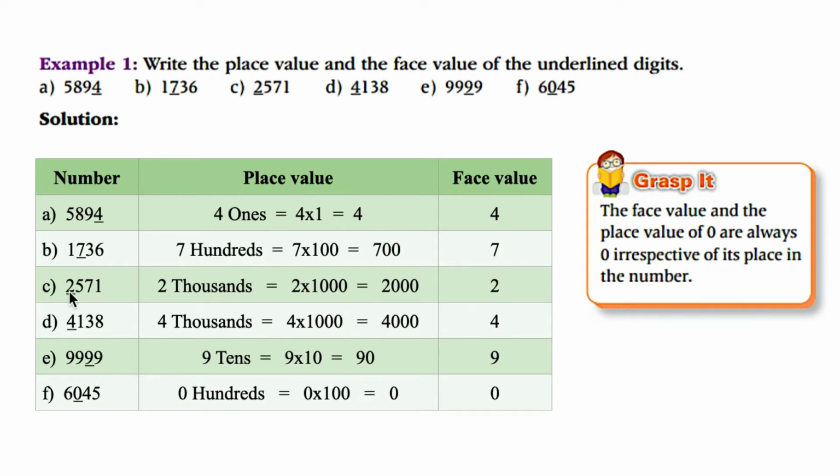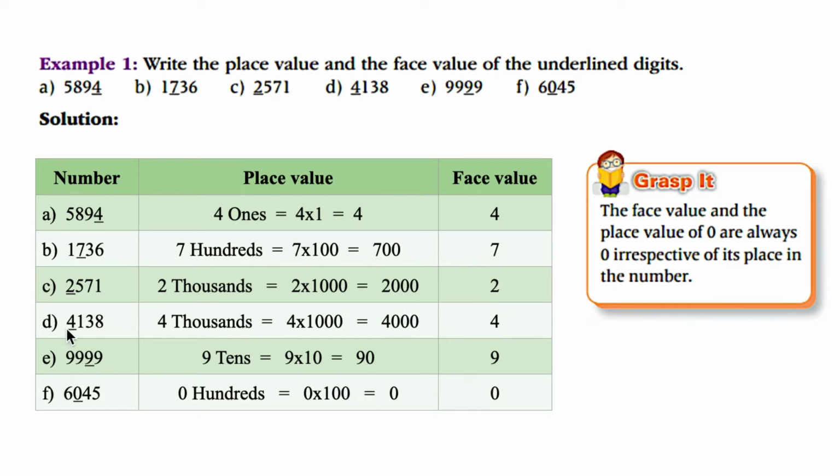Then the next number we have digit 2, which is underlined, and it is at thousands place, fourth place from the right, ones, tens, hundreds and thousands. So we have 2 thousands, and 2 thousands means 2 times 1000. 2 multiplied by 1000, that is equal to 2000. So the place value of digit 2 is 2000. 2 followed by 3 zeros. Then the face value will be 2.